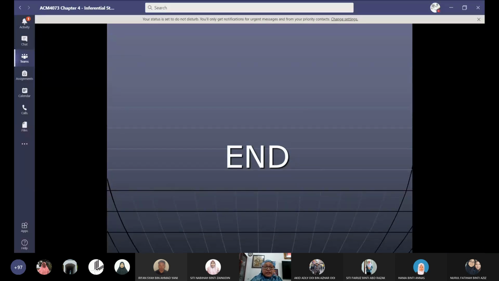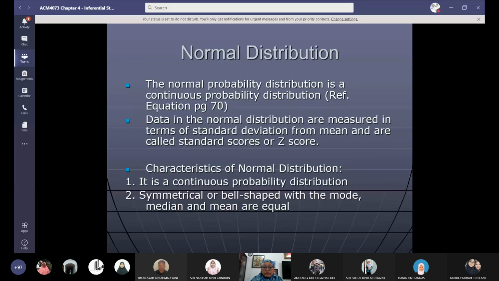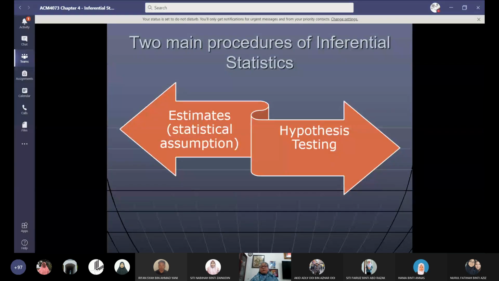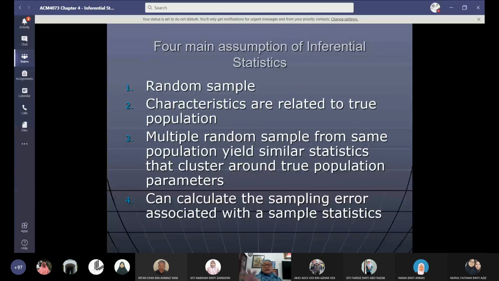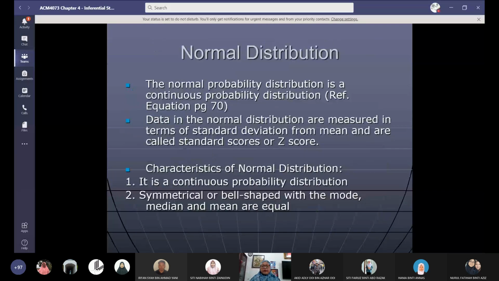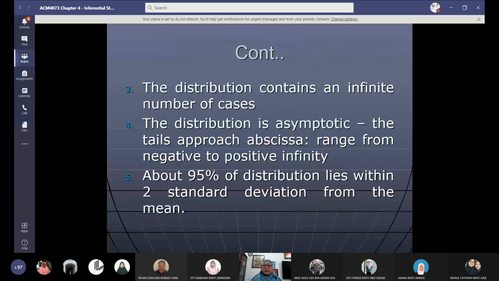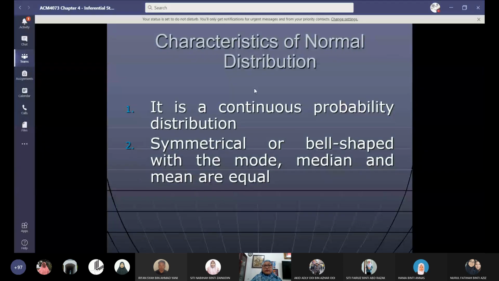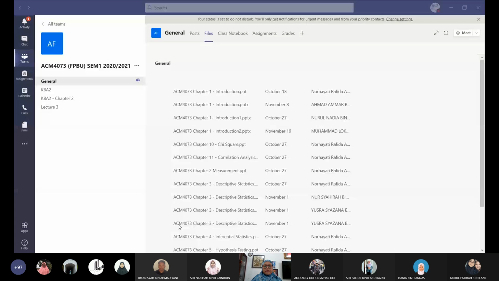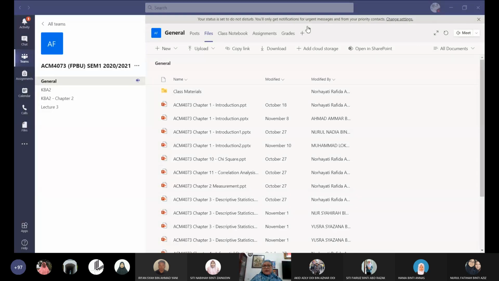So that's all about inferential statistics. Understand what we mean by inferential statistics, and what the assumptions are before we go to the hypothesis. For inferential statistics, there are 4 main assumptions. This is the normal distribution. So that is about inferential statistics. I will open for discussions.